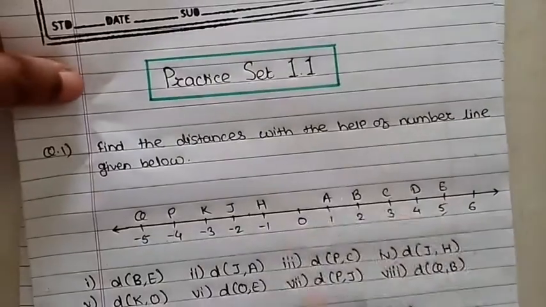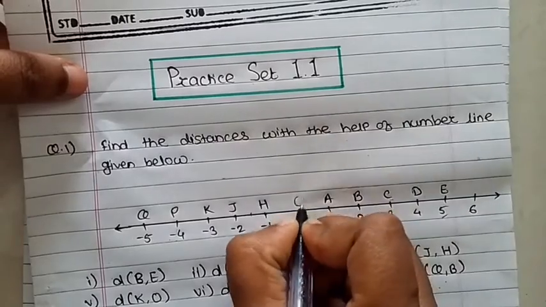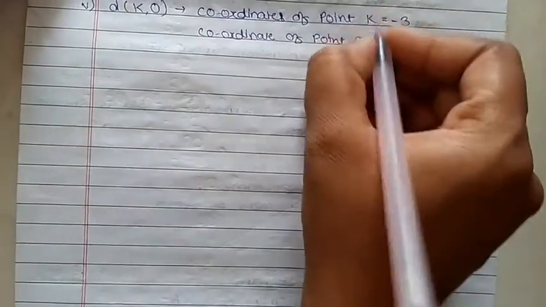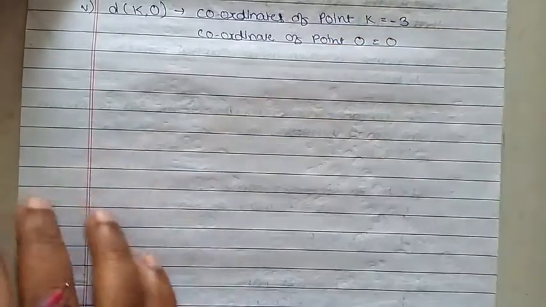Coordinate of point O. Coordinate of point O is 0. So coordinate of point O is equal to 0.